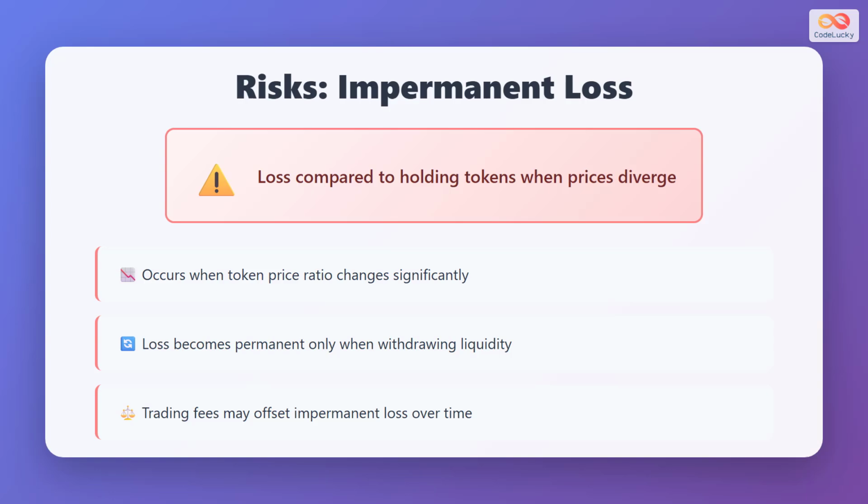It's called impermanent because if the price ratio returns to the original level, the loss disappears. However, once you withdraw your liquidity, any impermanent loss becomes permanent. The good news is that trading fees you earn may offset or even exceed this loss over time, but it's a risk that every liquidity provider must understand and consider.